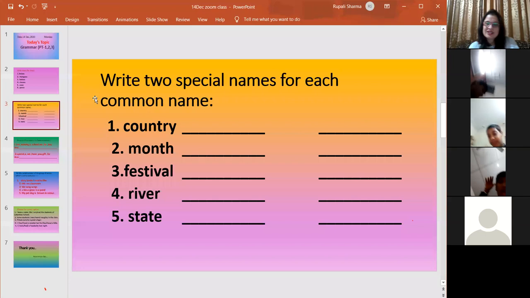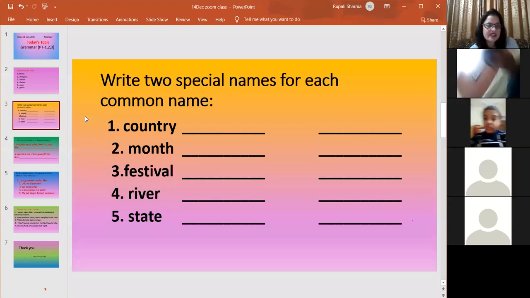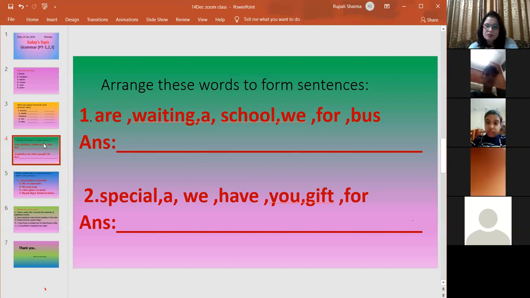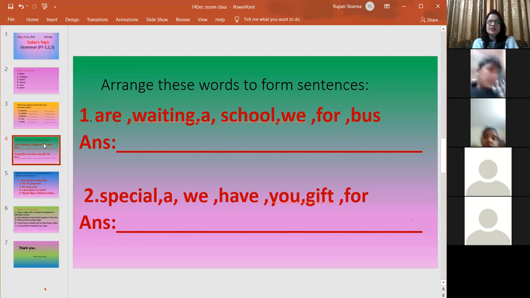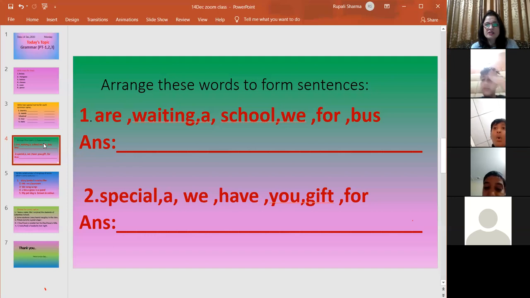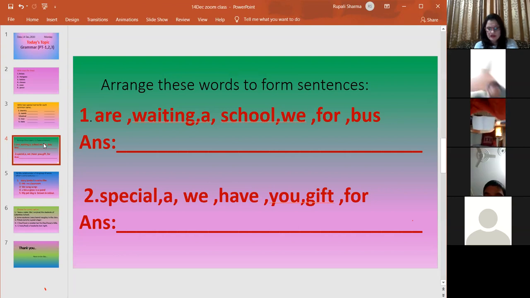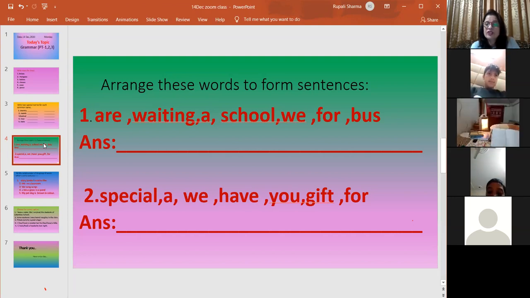Okay, chaliye, now let's move to the next topic. Yes, now arrange these words to form a sentence. Okay, so please arrange it to form a sentence. I want your answer in the chat box. Yes, arrange these words to form sentences. Very nice. So first one, write the answer for the first one. Yes. Very nice. We are waiting for a bus.